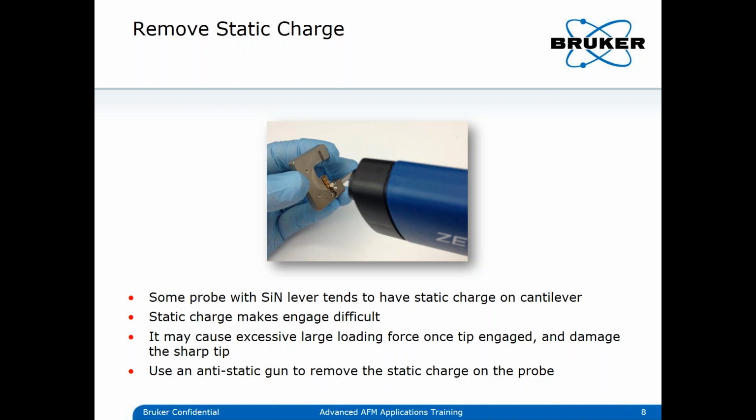And this is actually a large, long-range interaction, so this might just bend your tip away from the surface or attract it very fast towards the surface, but you cannot then lift off from the surface if you're on the surface, which means that you cannot really have nice, good scanning conditions. For that, we recommend an anti-static gun to remove the charge from the probe.